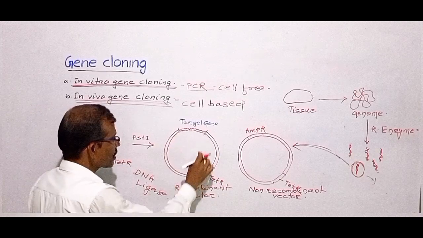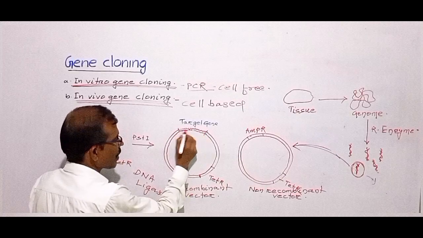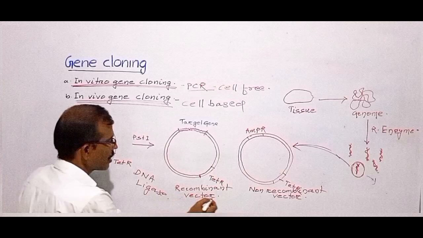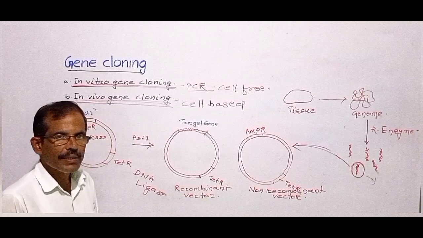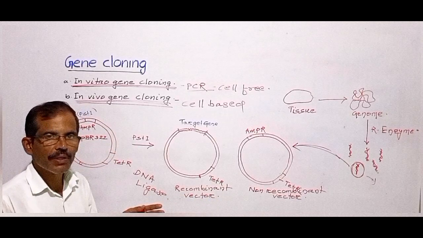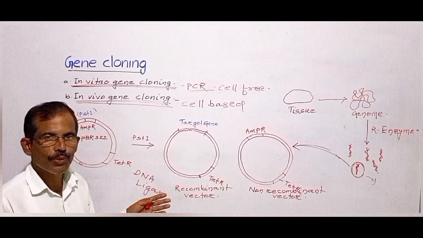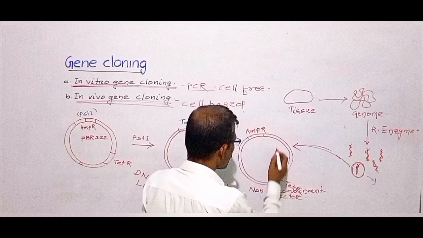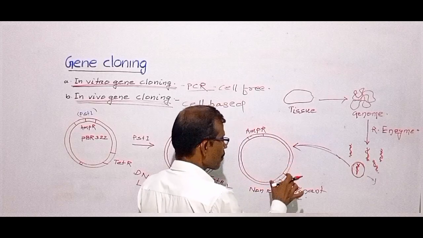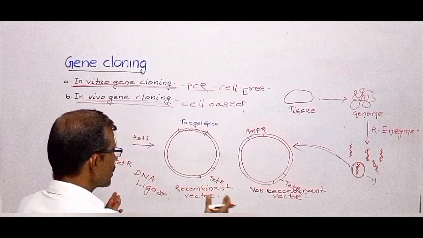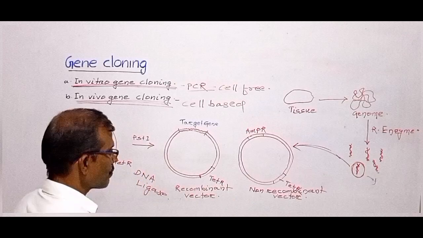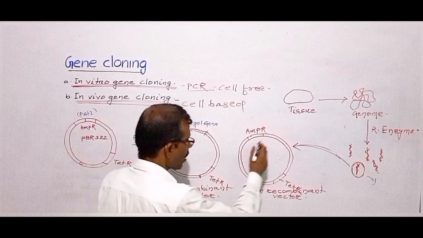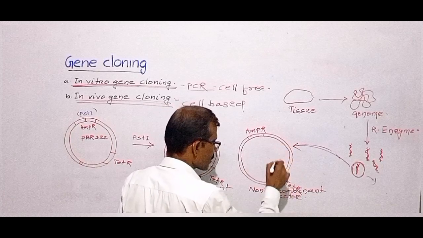The vector which contains the DNA from another source, that is the target gene, is known as the recombinant vector. At the same time, some of the linearized pBR322 are recircularized, thereby forming the non-recombinant or the normal vector. So after mixing, we are getting two types of vectors. One is the recombinant vector and the other is the non-recombinant vector.